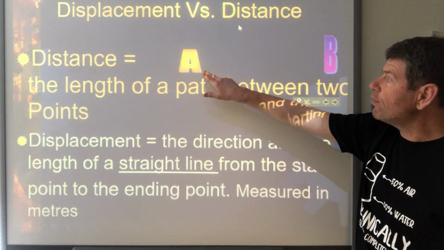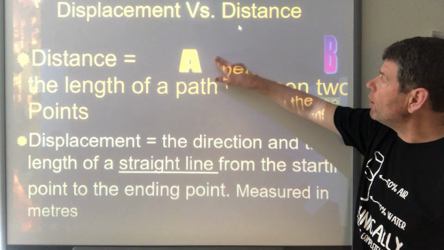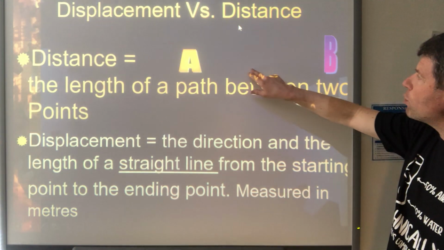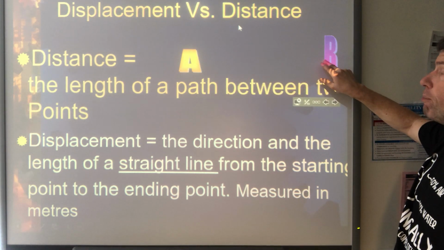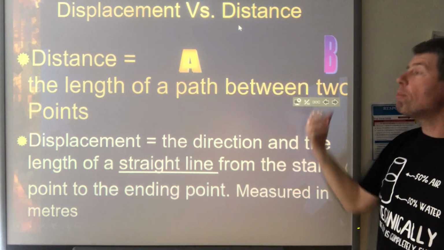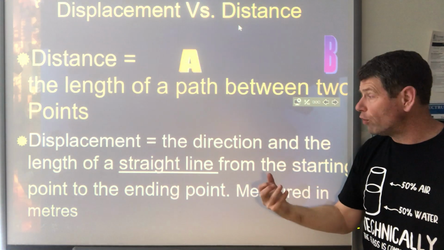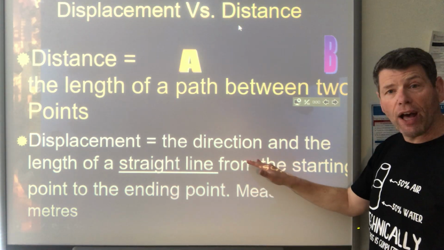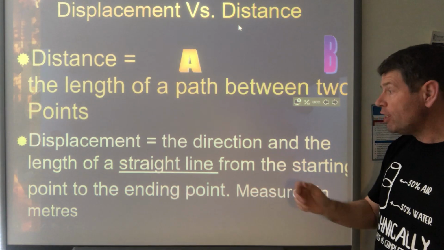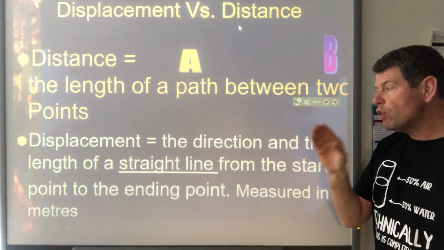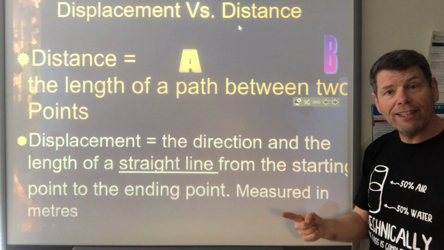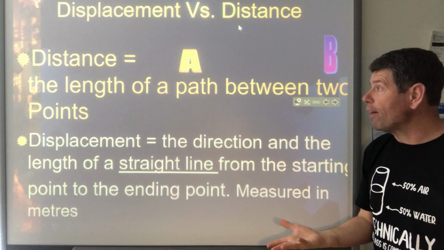So that length of the path could be, the distance could be, oh, let's go this way and this way. Oh, let's go back a little ways. And then we finally arrive at B. The distance is adding up that total path traveled. Whereas the displacement is defined as the direction and the length of a straight line from where you start to where you end, and how you get there doesn't matter.